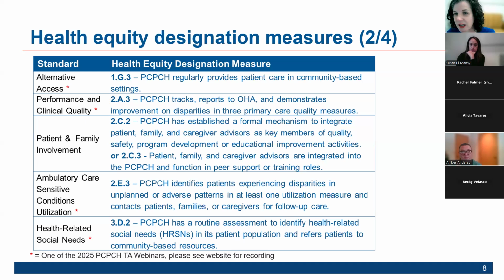The next is actually an either or. So practices can attest to either of these measures that fall under patient and family involvement. And this is really around PFACs. So does your practice have an established PFAC or a way to get feedback from patients and their families and caregivers? Or do you have a caregiver advisor, which some practices do? They might have a particular person that really just serves as an advisor and is even more integrated into the practice than, say, a PFAC might be.